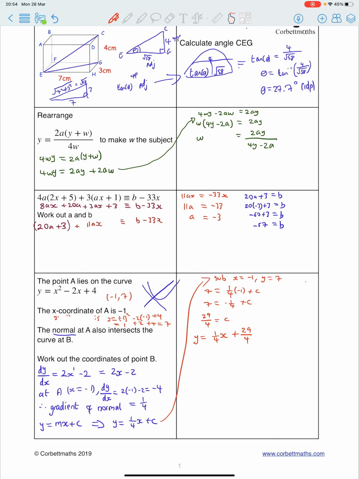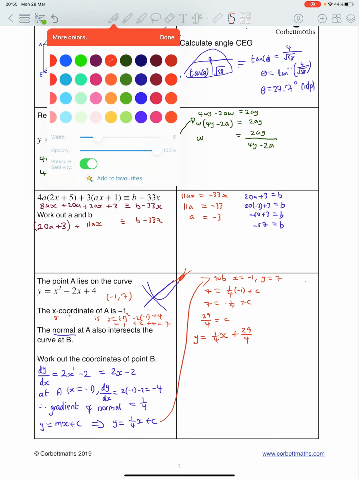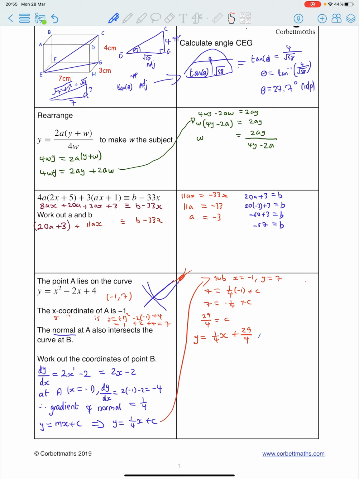Okay, and then it says that the normal at A also intersects the curve at B. So we've worked out the equation of the normal. Now we need to work out where it intersects the curve again. If it's meeting the curve again, we're basically solving simultaneous equations at this stage. So let's change to blue. When this intersects the curve y equals x squared minus 2x plus 4, y is equal to a quarter x plus 29 over 4, but y is also equal to something else. So we can put the two things equal to each other.